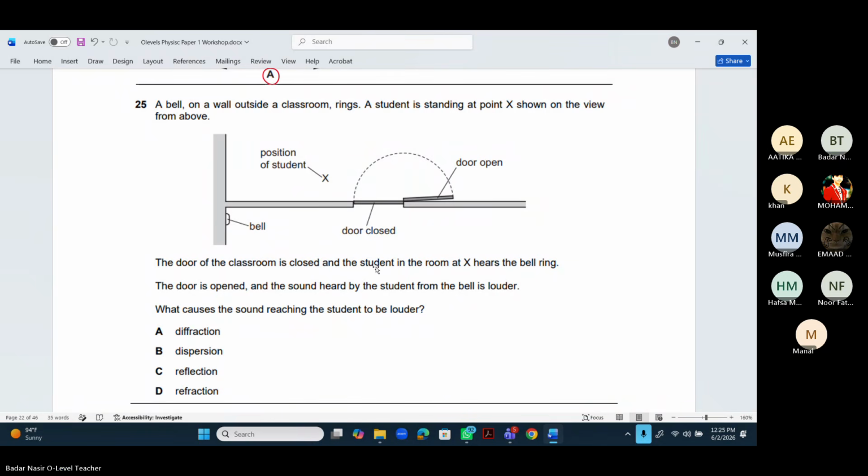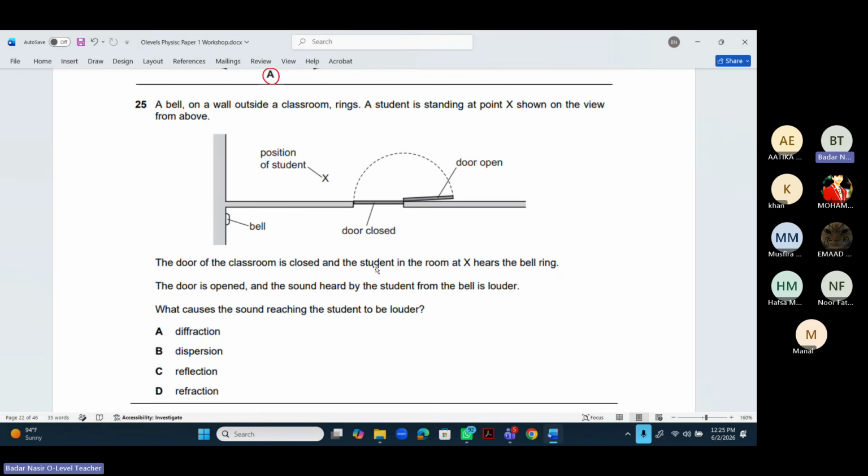Okay, so a bell on a wall outside a classroom rings. A student is standing at X, shown on the view from above. The door of the classroom is closed, and the student in the room at X hears the bell ring. The door is opened, and the sound heard by the student from the bell is louder. What causes the sound reaching the student to be louder?